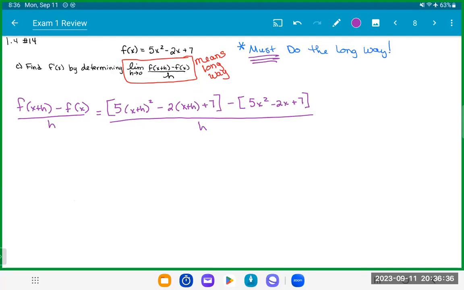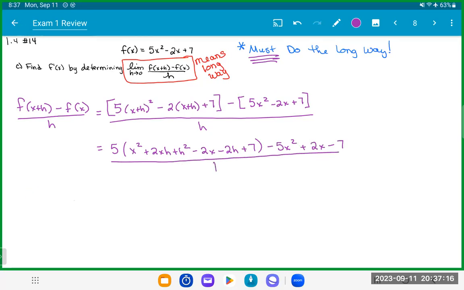Okay. So next we have 5 times x plus h times x plus h gives me x squared plus 2xh plus h squared. I'm going to just distribute this -2 to both terms. So that gives me minus 2x minus 2h plus 7. I'm going to go ahead and distribute this -1 to all 3 of these terms. So that's going to give me minus 5x squared plus 2x minus 7. Okay. All of that divided by h.